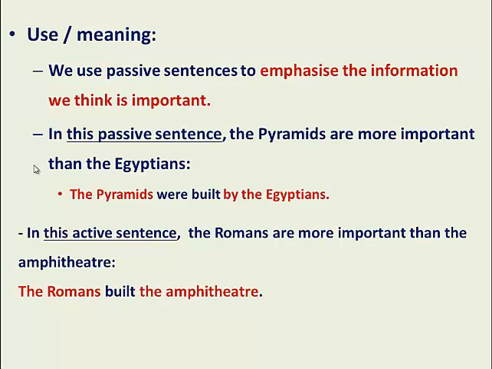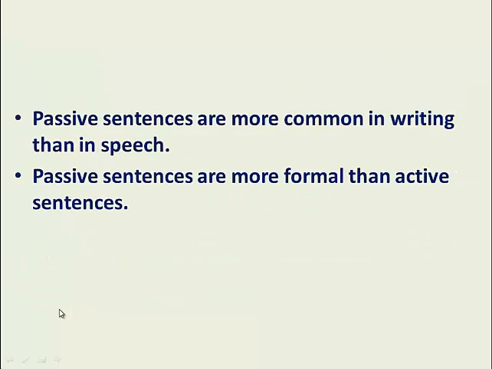We use passive sentences to emphasize the information we think is important. In this passive sentence, the pyramids are more important than the Egyptians. The pyramids were built by the Egyptians. The focus here is on the pyramids and not on the builders of the pyramids. In this active sentence, the Romans are more important than the amphitheater. The Romans built the amphitheater, so the focus is on the Romans. That's why we used it at the beginning of the sentence.